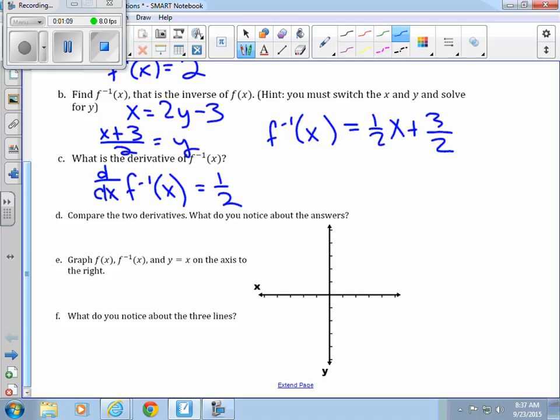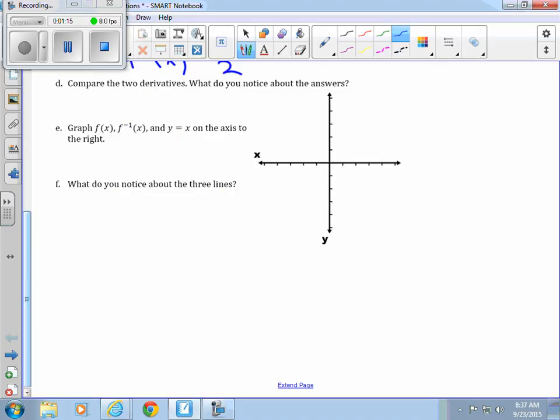Yeah, maybe. So it says graph f of x, f inverse, and y equals x. So f of x, what was the y-axis? 2x plus 3. Right, so run 1. Questions? Okay. And then there's 1/2 x plus 3/2. So 3/2, which is 1.5. Rise 1, run 2.